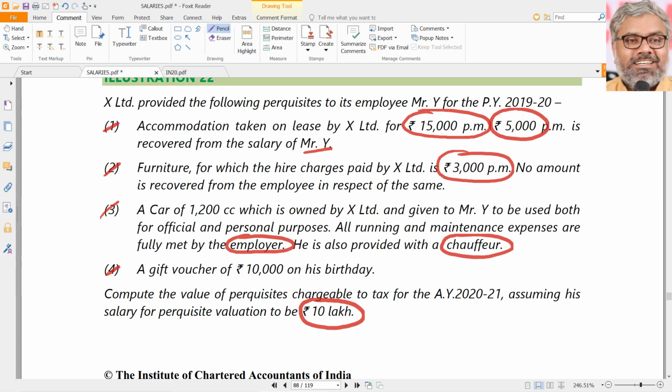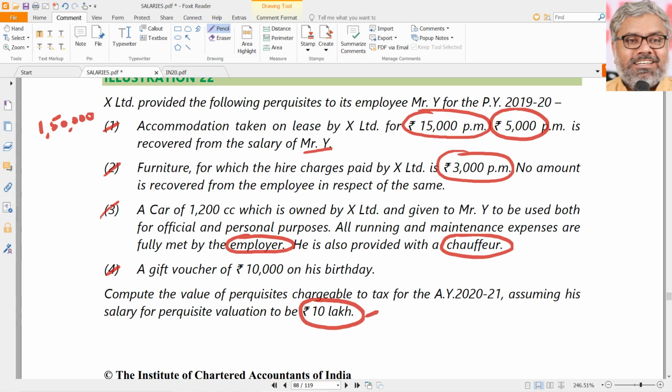So, what will be the perquisite value in respect of rent-free accommodation in case the accommodation is hired by the employer, which is the case here? Here the population and all will not matter. Directly 15% of salary, that is 15% of 10 lakh, which is 1,50,000. Compare it with the actual rent or hire charges paid by the employer, that is 1,80,000, that is 15,000 into 12, right? So of 1,80,000 and 1,50,000, whichever is lower has to be taken as the value of perquisite. So first of all, the value of perquisite here will be 1,50,000. That is to be calculated first.